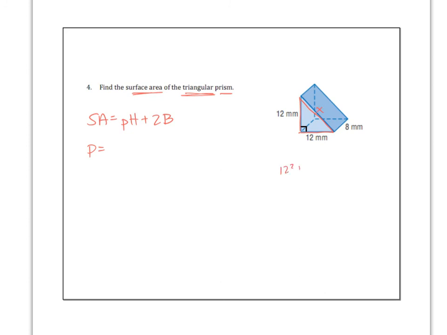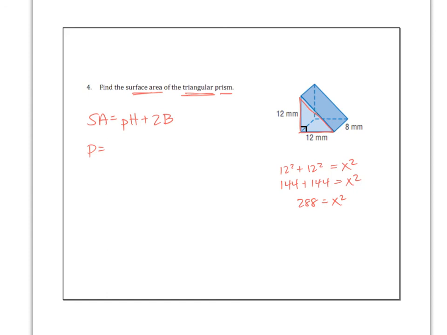So 12 squared plus 12 squared equals x squared. Do a little Pythagorean theorem. You get 144 plus 144 equals x squared. That is 288 equals x squared. And when you take the square root of 288, it's 16.97.